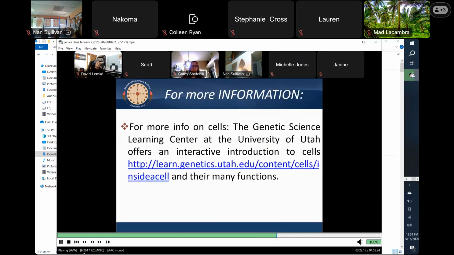So for more information on cells, you can go to the Genetic Science Learning Center at the University of Utah, which offers an interactive introduction to cells and their many functions.